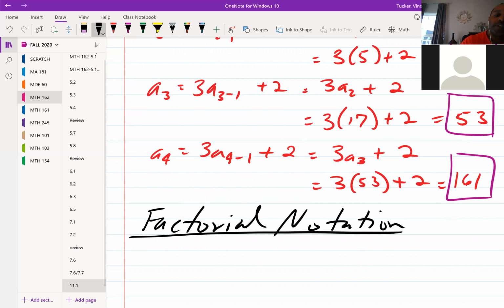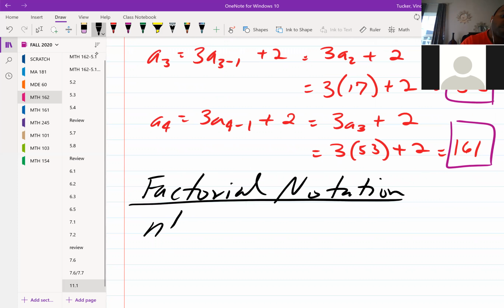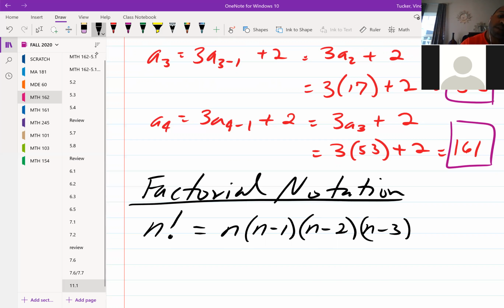So factorial notation, just in case you may have forgotten, or maybe you haven't seen it, or maybe you haven't seen it in a while. Exclamation point in mathematics is your factorial notation. That means you would take that number, continue to subtract 1 from it, all the way down to 1, and multiply those numbers to each other. So if I had 100 factorial, I'm going to do 100 times 99 times 98 times 97 times 96, all the way down to 1.